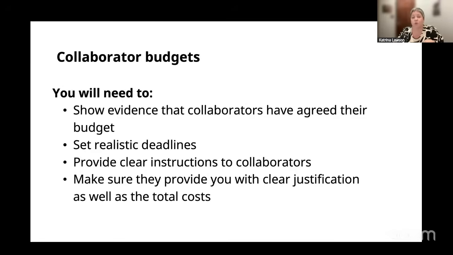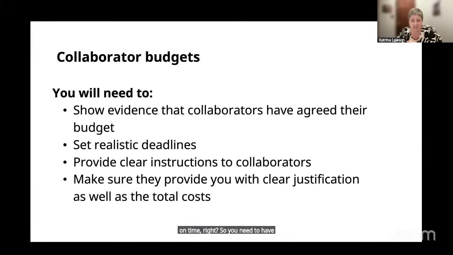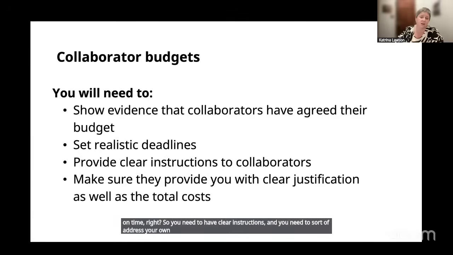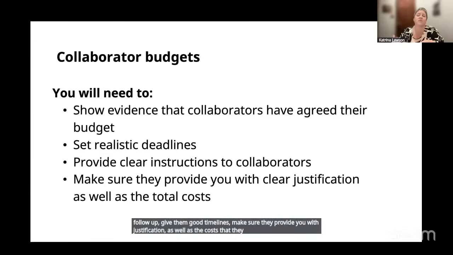But when you're working with collaborators, it can be hard to get them to do stuff on time, right? So you need to have clear instructions, and you need to sort of address your own leadership as well. Make sure that your collaborators know what's expected of them, follow up, give them good timelines, make sure they provide you with justification as well as the costs that they're requesting, and they provide you with all the documentation that you need.